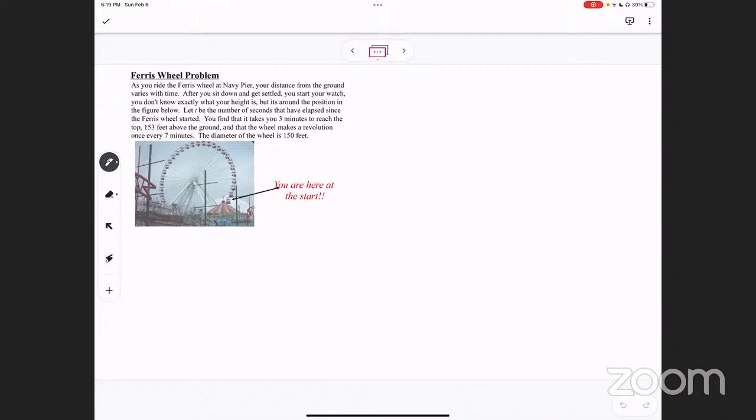It's 153 feet above the ground. So that's the top, the max height, right? And the wheel makes a revolution once every 7 minutes. So 7 minutes is your period. Period equals 7 minutes. You understand where I'm coming up with that? Yeah. The diameter of the wheel is 150 feet.